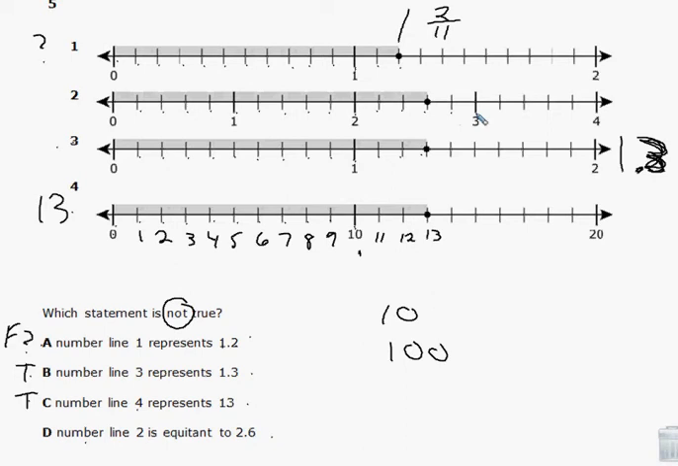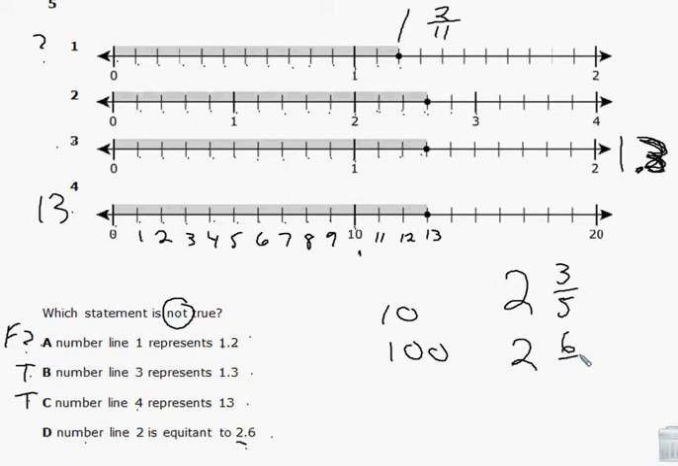So I do see that there's 2 holes. And if I want to make a fraction out of that, that would be 1, 2, 3 fifths. 3 fifths. But it's asking us, is it equivalent to 2 and 6/10? So 2 and 6/10.